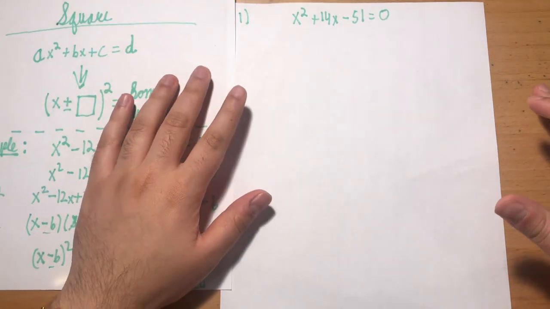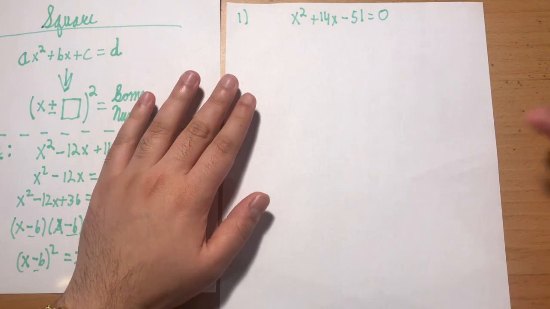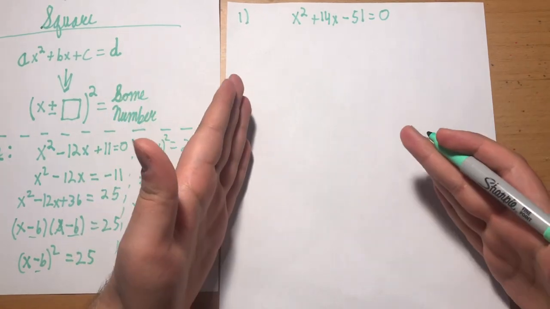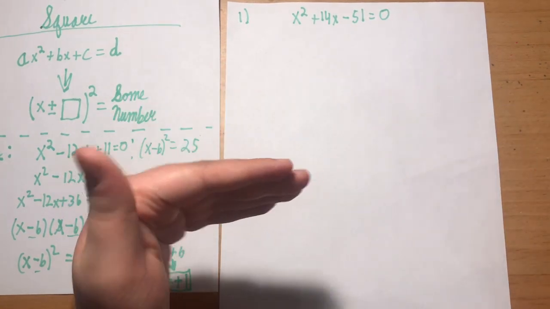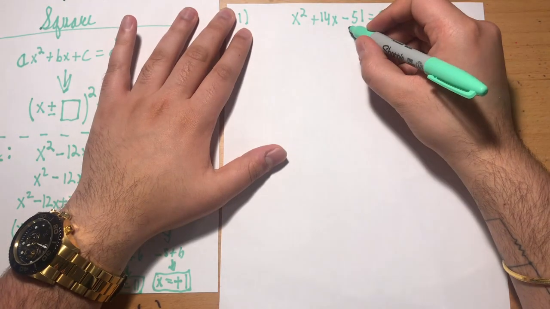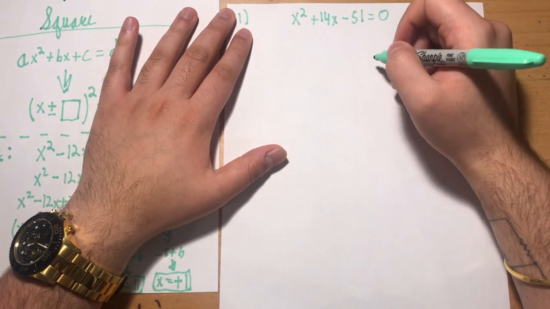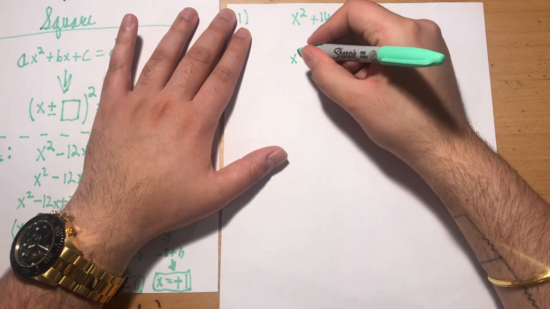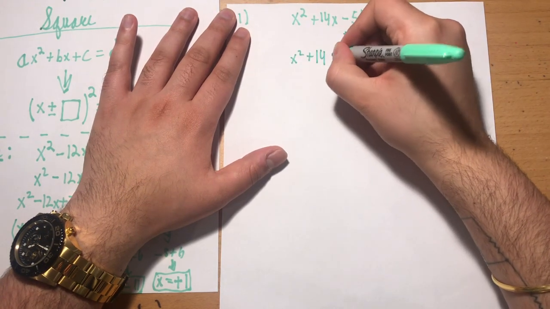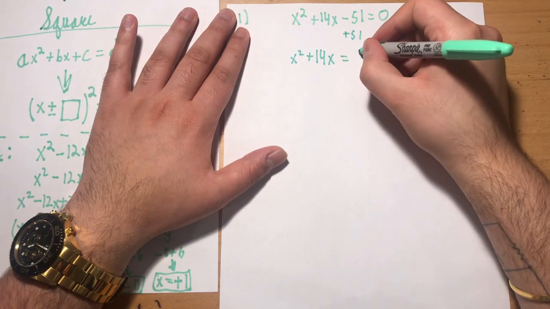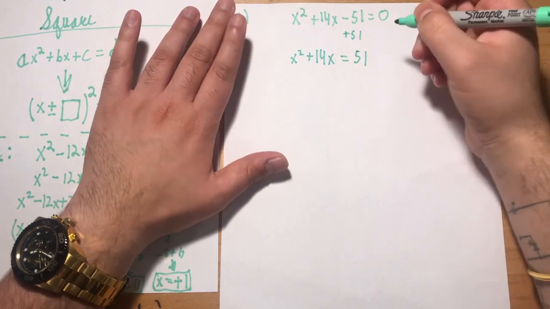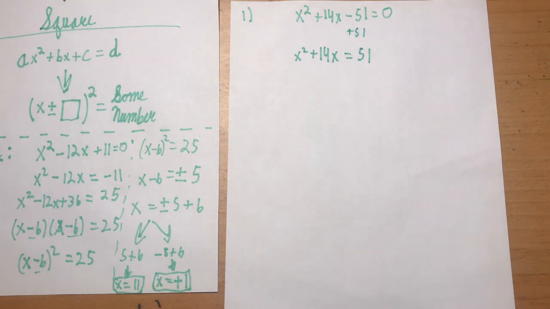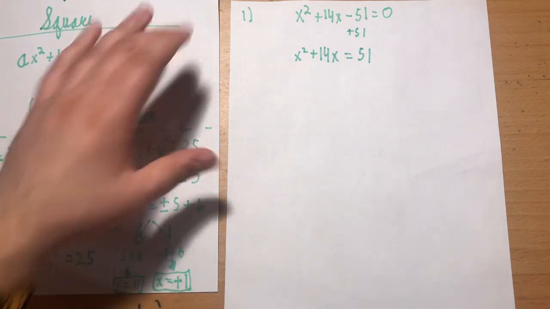Okay, so how do we solve this? Well, step 1, get our x's to one side, get everything else on the other. So that's step 1, and we need to bring this negative 51 over to this side. We add 51, and we get x squared plus 14x equals 51. Now we want to find the magic number, step 2, to add to both sides. So what do we do?